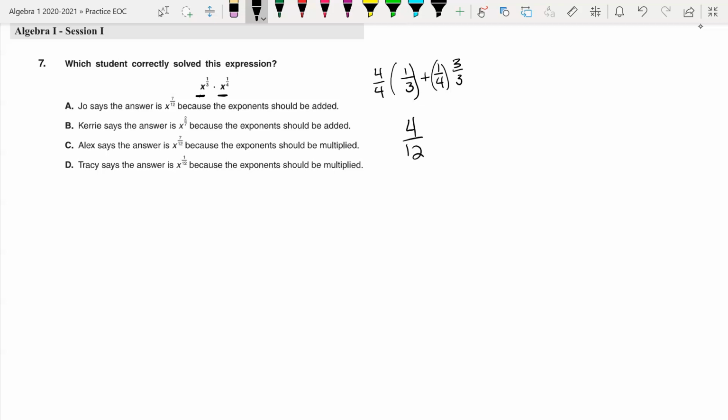So I get 4/12 plus 3/12. So now I can add the tops, and the bottom does not change. So my exponent should now be 7/12. Well, is there an option with 7/12? Yes, it's A and C. But let's see, it says, because the exponents should be added, or should they be multiplied? Well, we just added them, so the answer is A. Because whenever you multiply, you add exponents, which means whenever you divide, you subtract exponents.